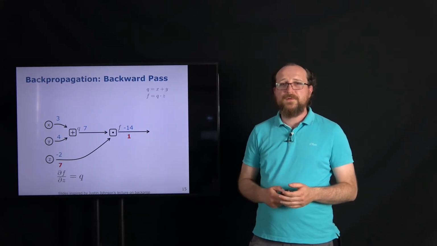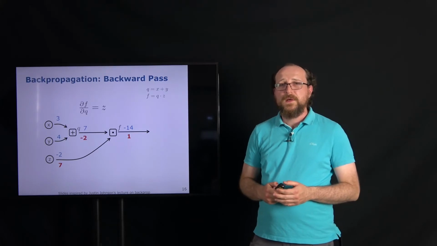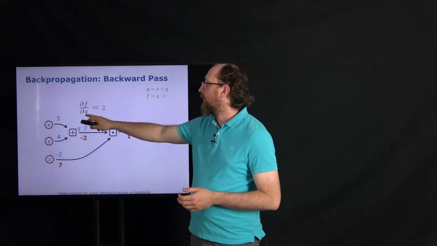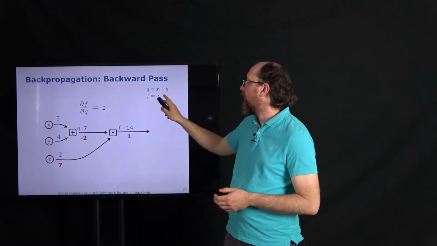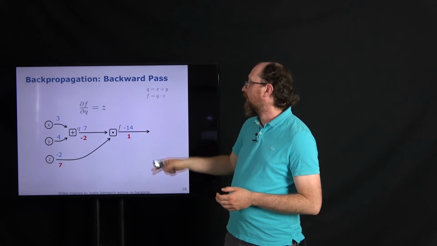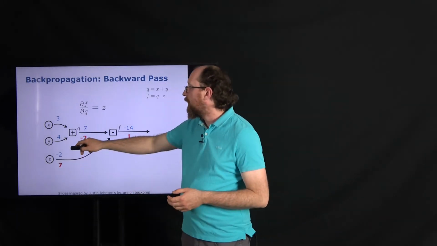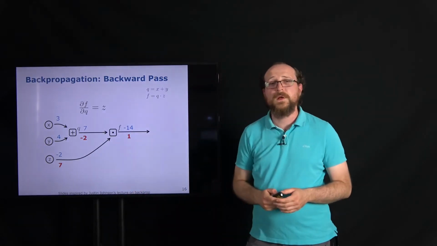The same we can do also for q. Here we can see that the partial derivative in respect to q, using this function again, is just z in the end. So we are copying basically the value from z to this part, it's -2.